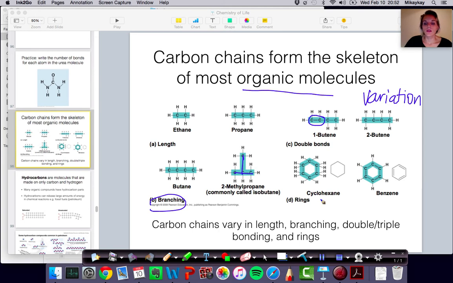And then there's also rings. That's a really amazing thing about carbon, is it can form these wonderful rings, and these rings are all carbon chains. Sometimes they have nitrogens and oxygens attached to them, but they're carbon-based, and they allow for a great amount of variation, a great amount of diversity in the types of molecules that carbon makes.